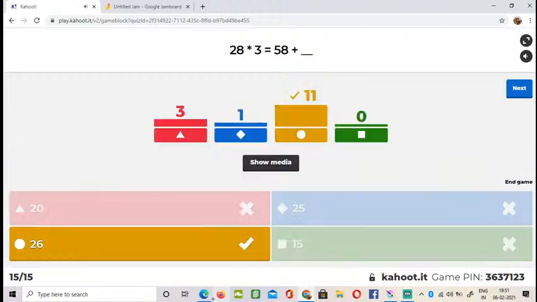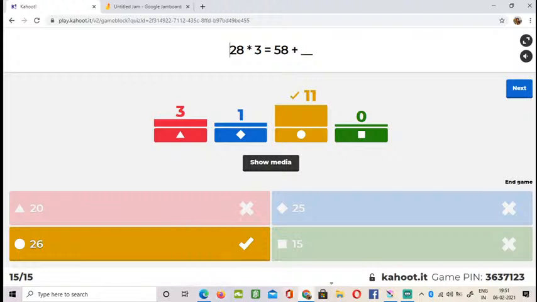So I have 11 correct answers and 4 wrong answers. So 26 is correct because 28 times 3 you get 84. So 58 plus 26 you are going to get the number 84. So you get the equation balanced. 84 equals 84. So you get your answer correct. So when you place this number 26 over there, you get the correct answer. So your equation is going to be solved.